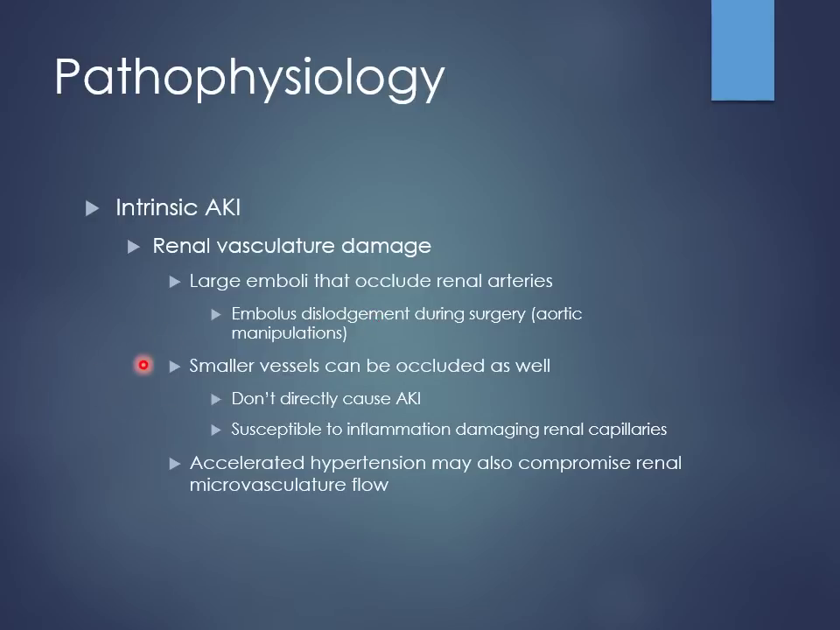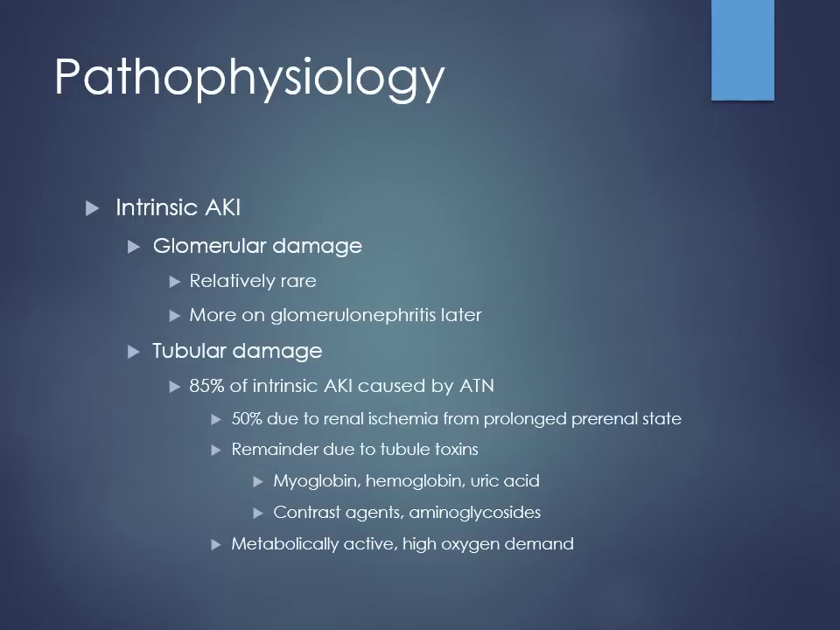Typically, you're going to find that the smaller vessels can become occluded as well, but you may not necessarily see a lot of acute kidney injury directly related to this. However, there can be long-standing damage due to inflammation and whatnot. With accelerated hypertension, it can also compromise a lot of that blood flow. Too much pressure can lead to injury over a longer period of time. So renal vascular damage is usually not one of the big things we think about from a drug standpoint, but just covering it in total, this is another issue you can run into.